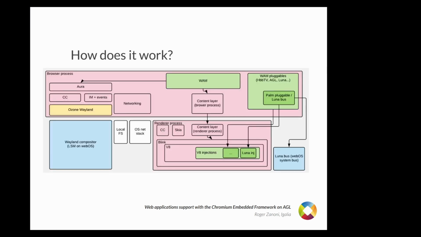And WAM works by leveraging Chromium infrastructure to create a runtime that launches and manages the web application lifecycle and offers pluggables that we can use to inject services that can be used by web application developers. And on AGL, it's a bit different from this image. Instead of Luna, we use gRPC for communication, but the architecture is pretty much the same.